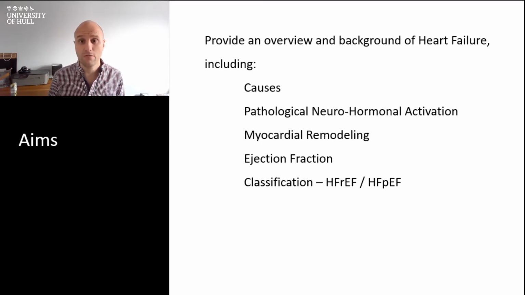We're going to be offering an overview of heart failure, or congestive cardiac failure, as you might hear it referred to. We're going to consider some of the causes. We're going to look at how the disease progresses and how the body's normally very helpful neurohormonal compensation for low cardiac output is part of that. We can consider cardiac remodeling, and then we're going to look at classifying the disease, and in particular looking at ejection fraction as a means to do that.